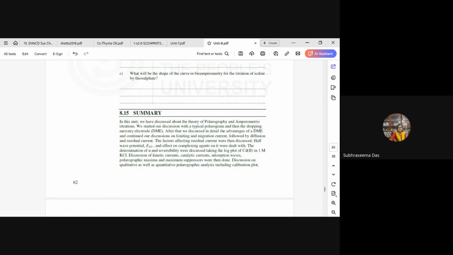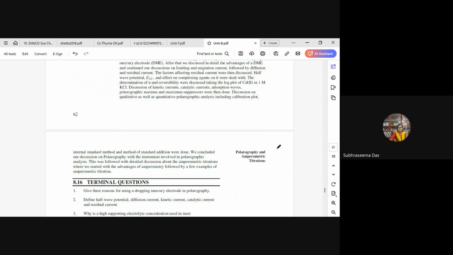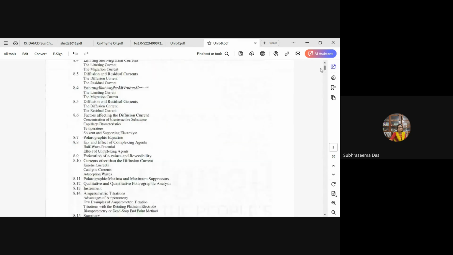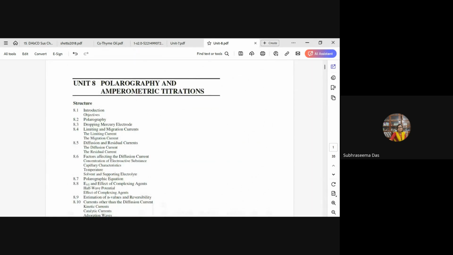So, in summary, today we have discussed the different theories of polarography and amperometric titrations. We have talked about the different advantages of DME, followed by the factors that influence the half-wave potential and the diffusion current. We have also discussed amperometric titrations and polarographic analysis. With this, we finish this chapter on polarography and amperometric titrations.